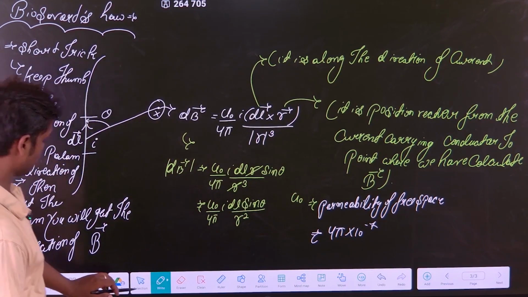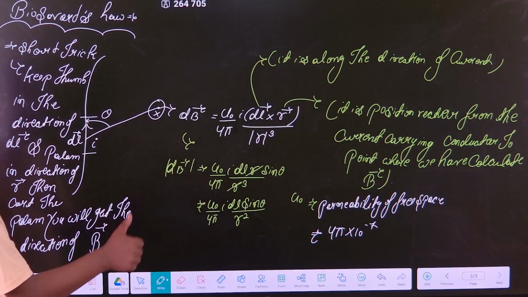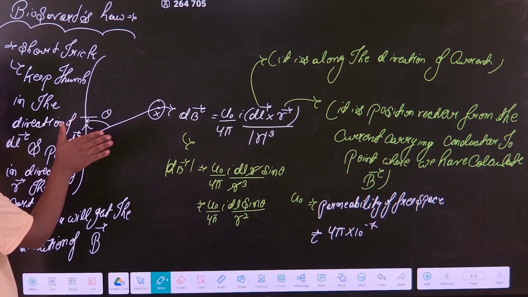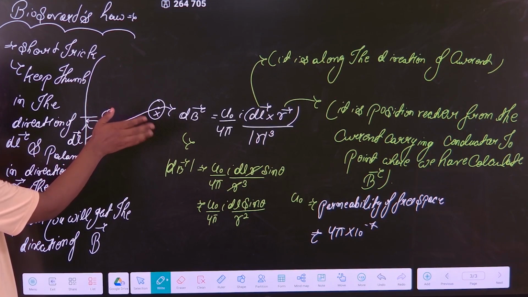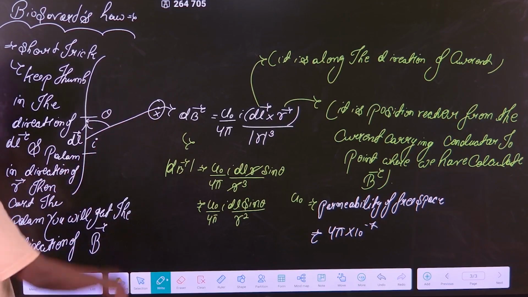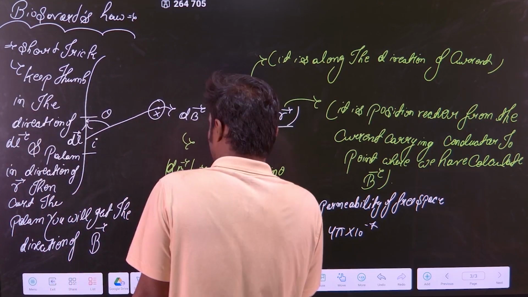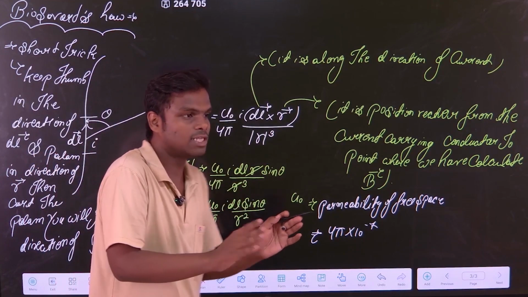What is the rule? Are you able to understand? Just keep your thumb in the direction of current, then put your palm in the direction of R, like this, and then curl it. It is going inside, so the direction is inside. Simple rule. That is another rule you can apply if you want. That is a short method, but the ideal rule is very correct.